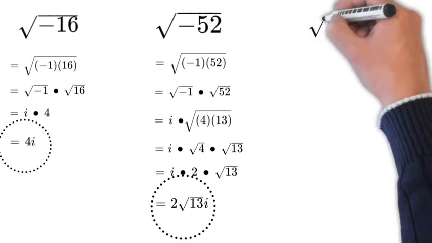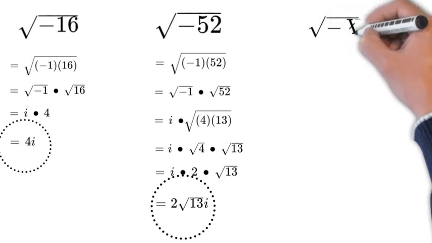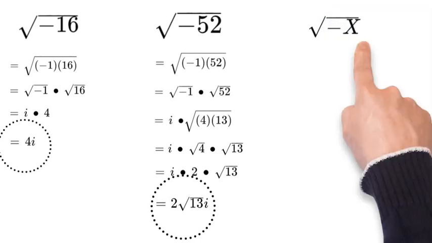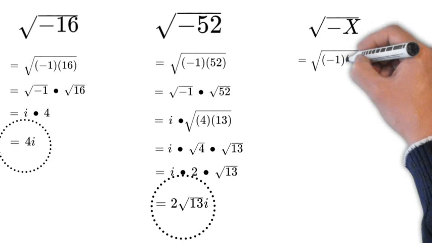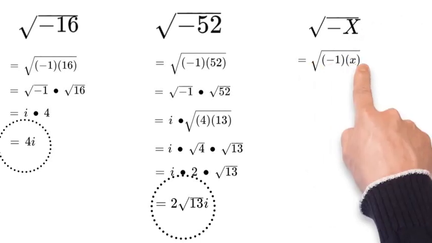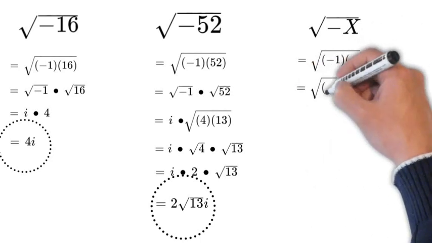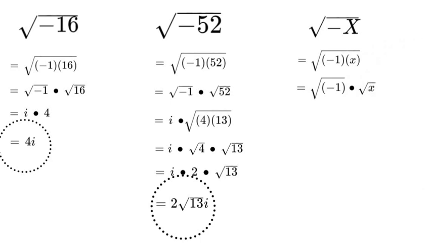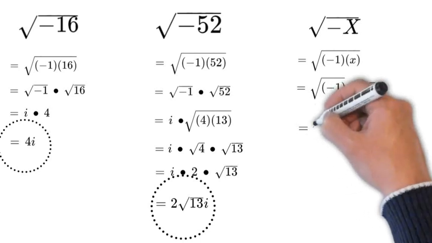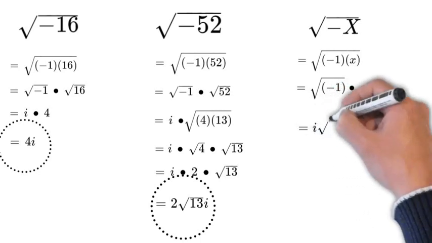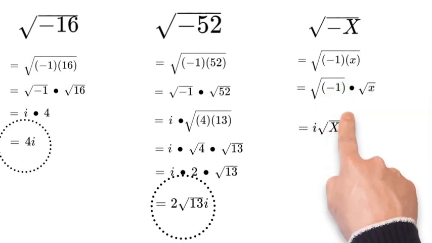Next example, look at square root of negative x. We can follow the same exact steps. We know that negative 1 times x equals negative x. Break that out. We have our square root of negative 1 times the square root of x. We know that square root of negative 1 is equal to i. And that would be our last step. It would be i square root of x.